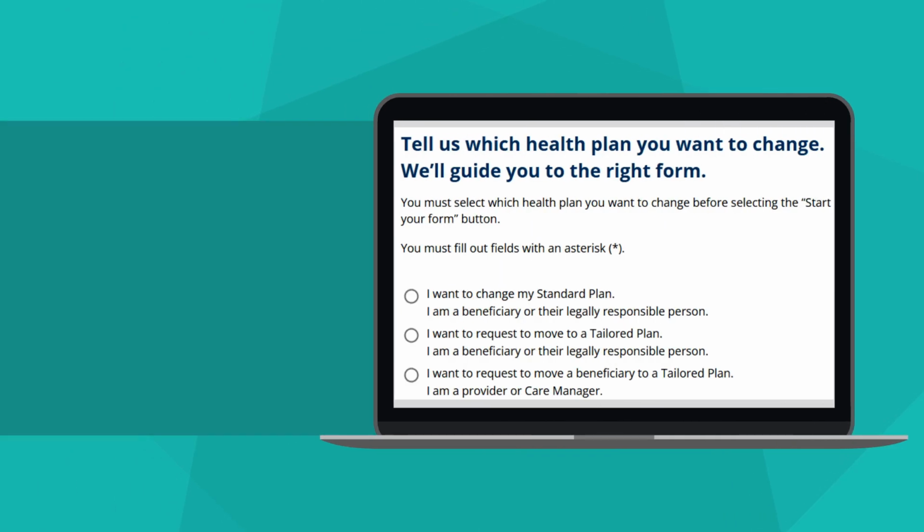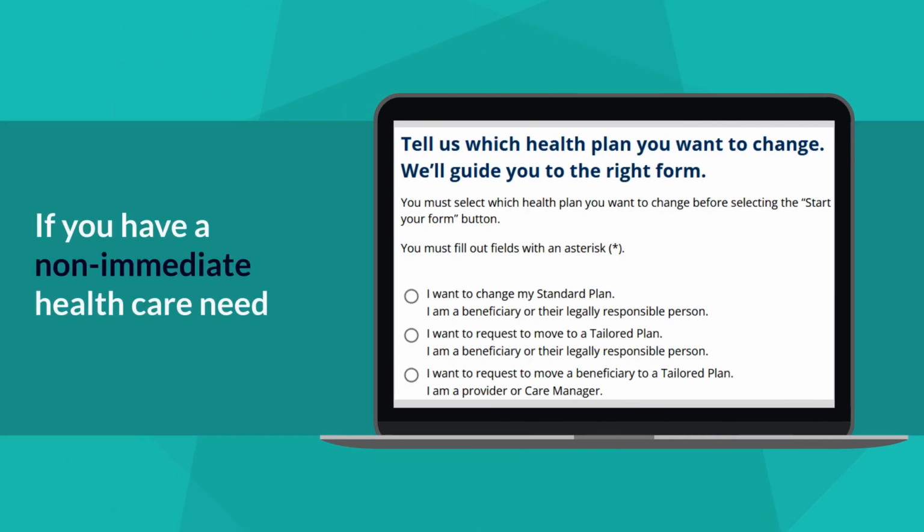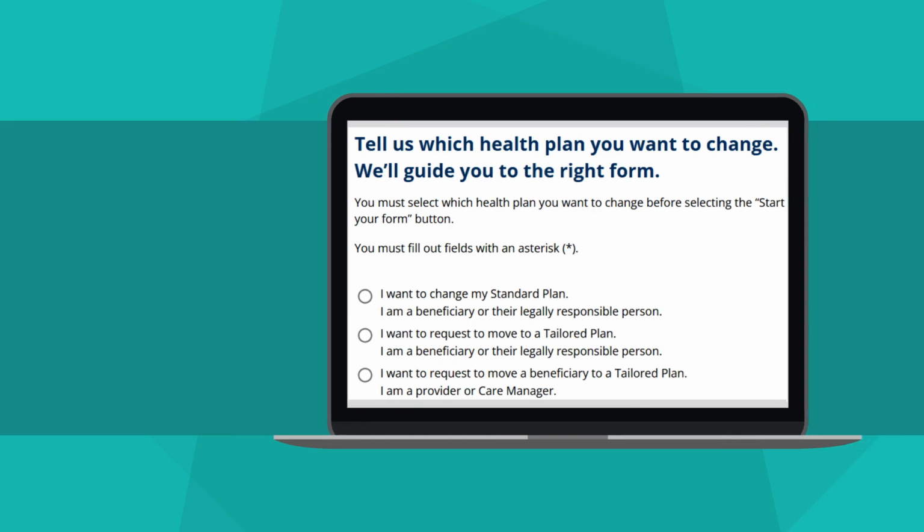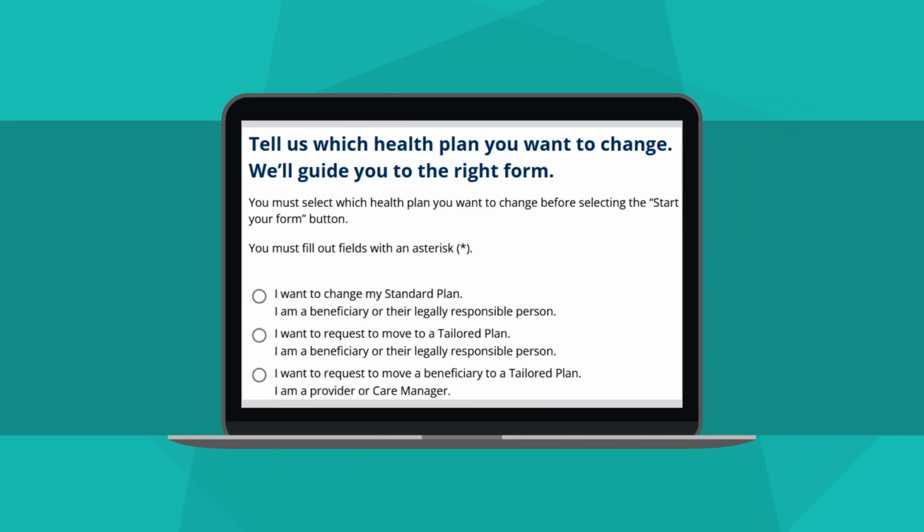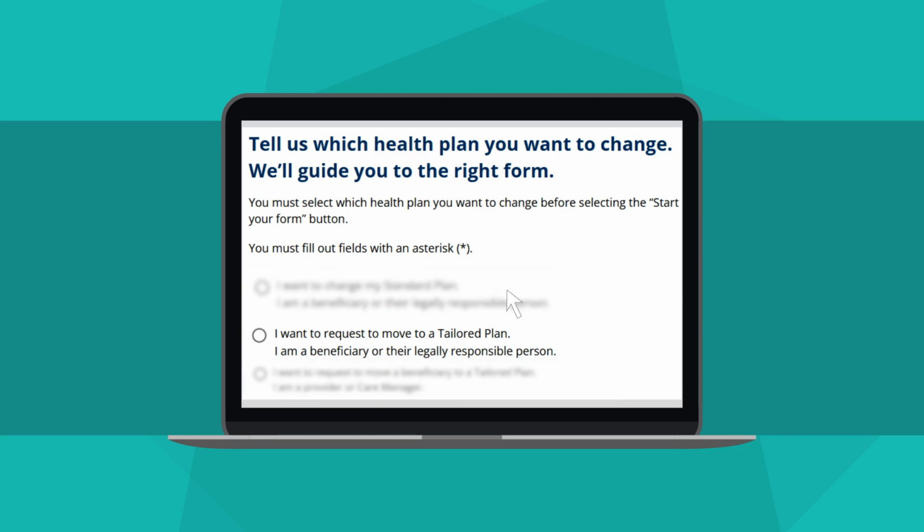A laptop displaying the health plan change options and selecting the beneficiary option. If you do not have an immediate need for services only available in a tailored plan, you will submit a request to move to a tailored plan beneficiary form. To begin the submission process, select the I want to request to move to a tailored plan. I am a beneficiary or their legally responsible person option.